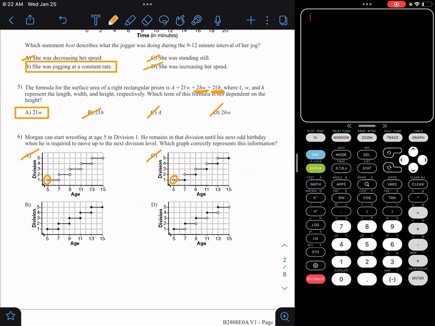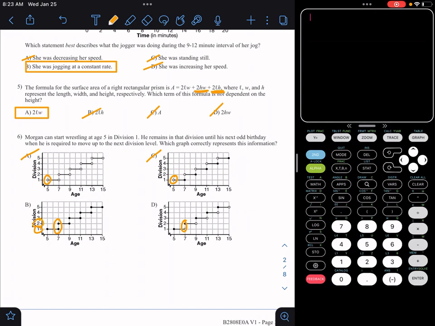He remains in that division until his next odd birthday, when he is required to move up to the next division. So at the next odd birthday, he's required to move up. So if I look at 7, these both have a closed-in circle. This one has an open and a closed-in circle. Well, let's think about it. A closed-in circle means that you're included. You can't be included in Division 1 at age 7 and Division 2 at age 7.